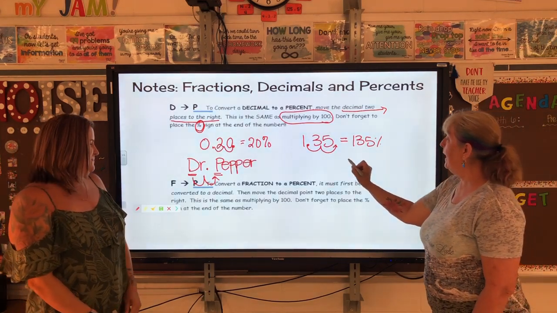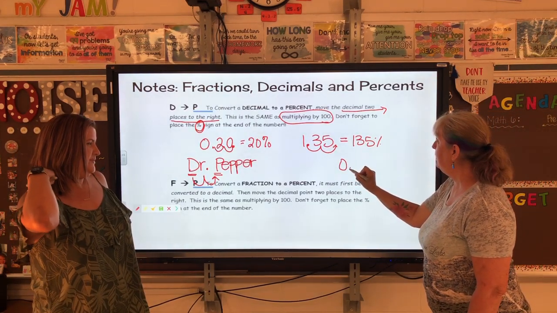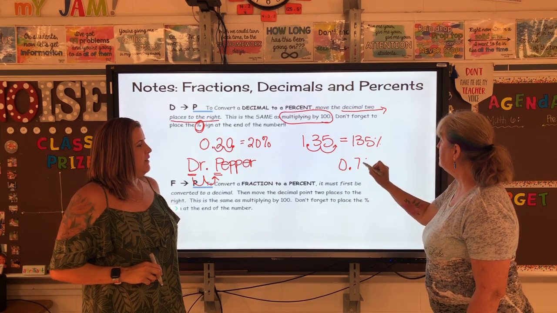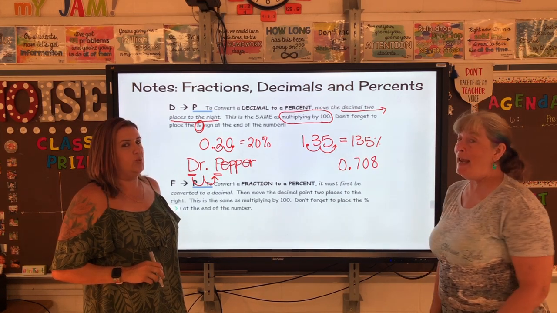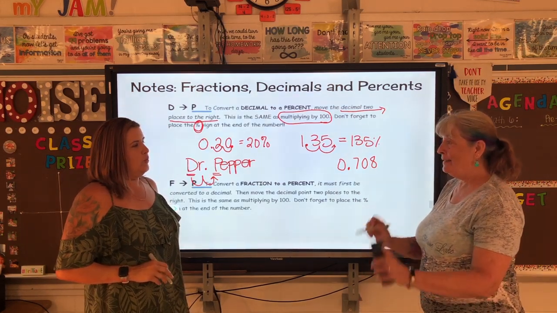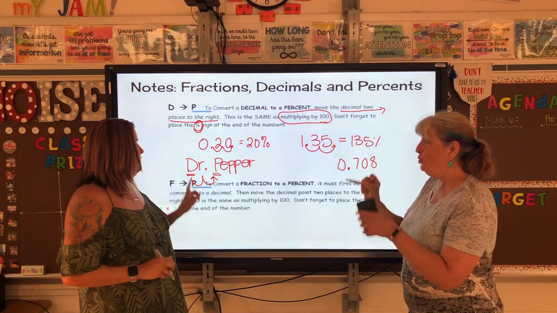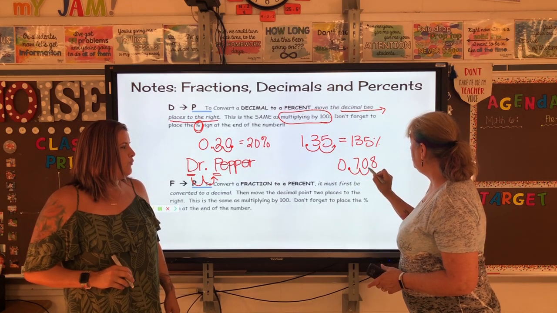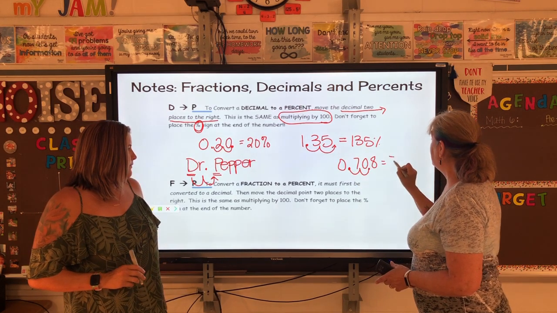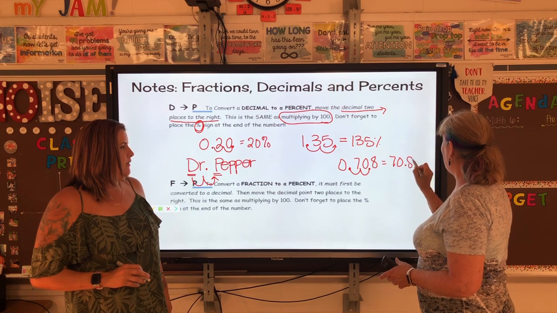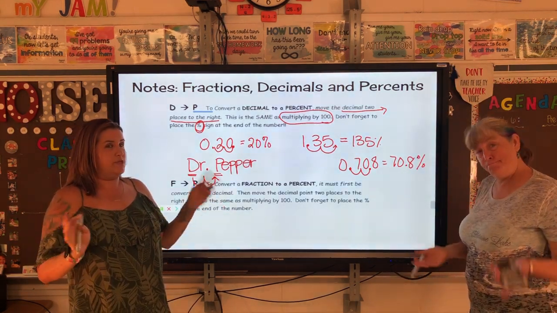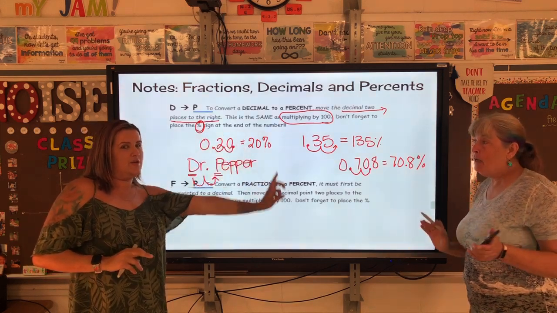Okay, well I'm going to go one more, and this time I'm still going to have my 0. 0 and 708. Now, it's Dr. Pepper. That's right, 2 jumps. 1, 2. Multiplying by 100. I'm going to have 70.8%. Yeah. There you go. All right. So Dr. Pepper, 2 spaces to the right, to the right.